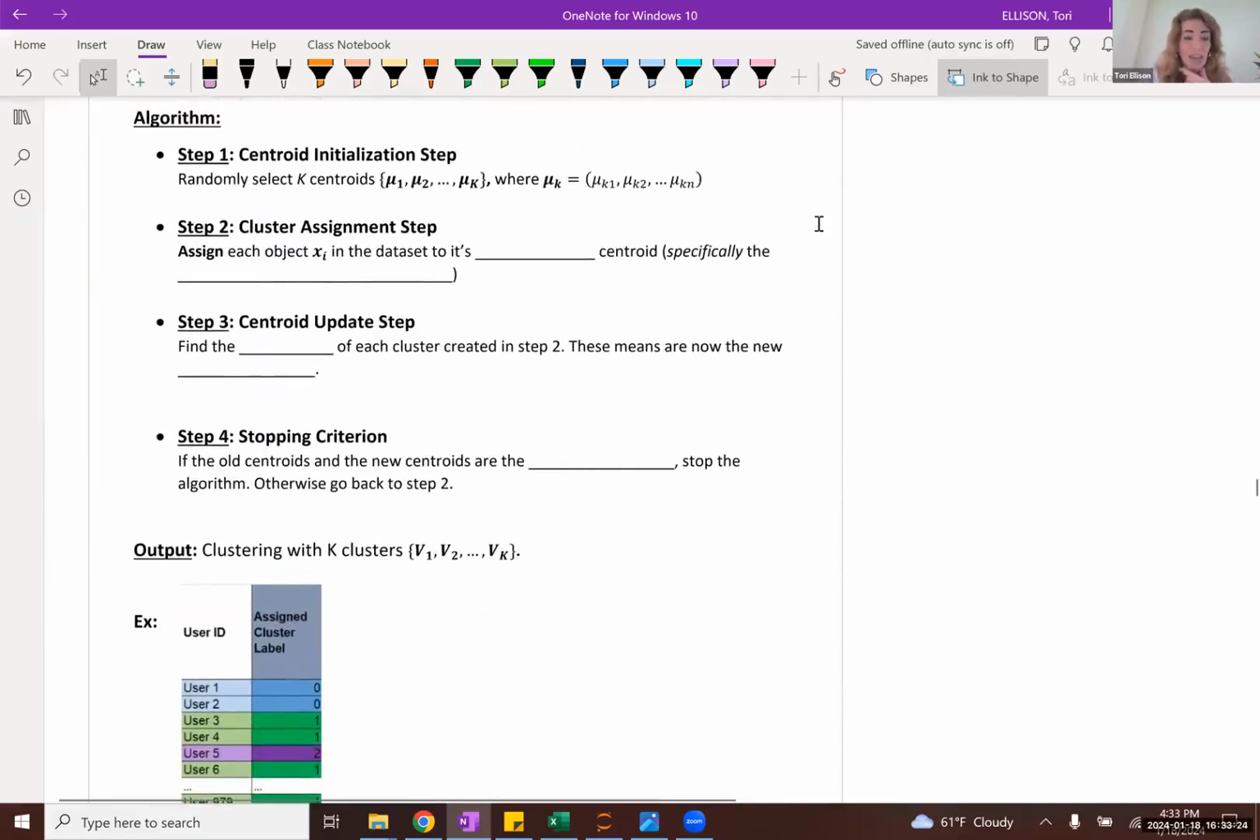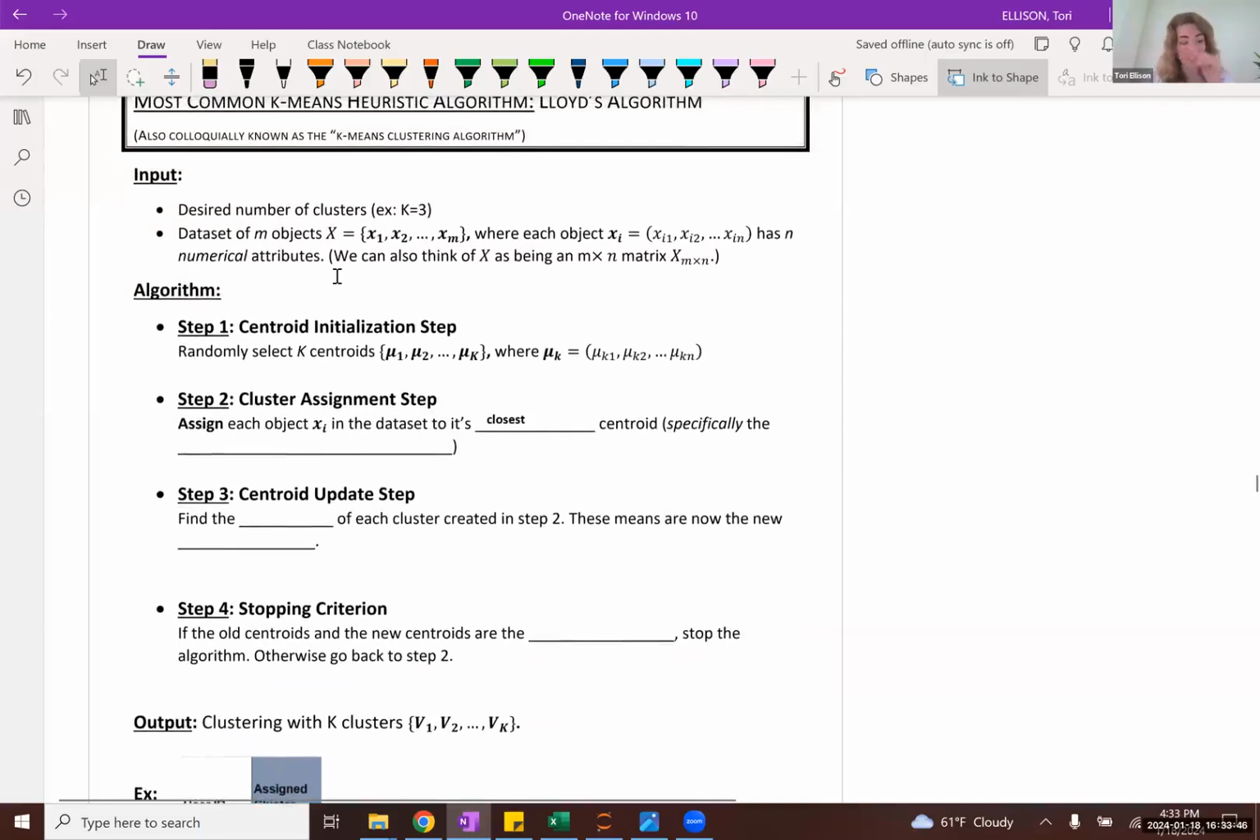Okay, and the next step is the cluster assignment step. In step 2, you're going to assign each object or observation in the data set to its closest centroid. Now I'm going to be specific about how I'm defining closest in the context of the heuristic algorithm in particular, and I'll say why in a bit. In this case, when we say closest, we mean the smallest, key thing here, squared Euclidean distance between the observation and centroid. Okay.